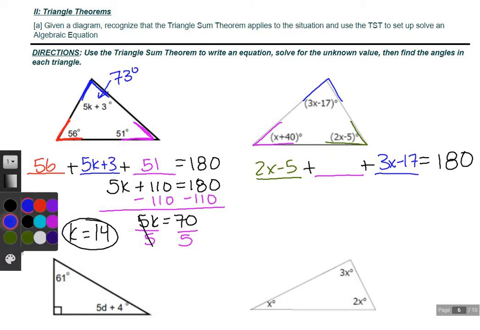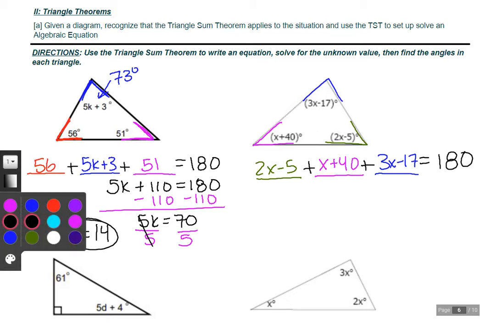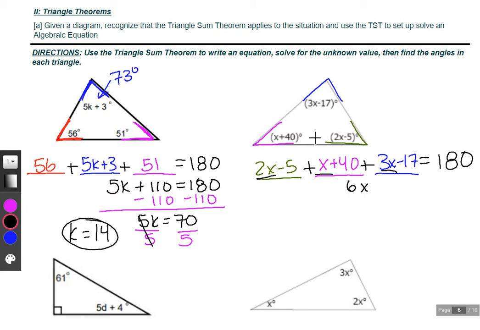And there's nothing special about me skipping a space or anything to put them in a certain spot. I just want it to be color-coded so it makes sense to the diagram or the key if you're looking at it independently. But certainly we can put the addition in any order we want. Anyway, we have 2x, x, and 3x. That's going to make 6x. We have 40. Subtract off 17, and also subtract off 5. That's going to give us plus 18.